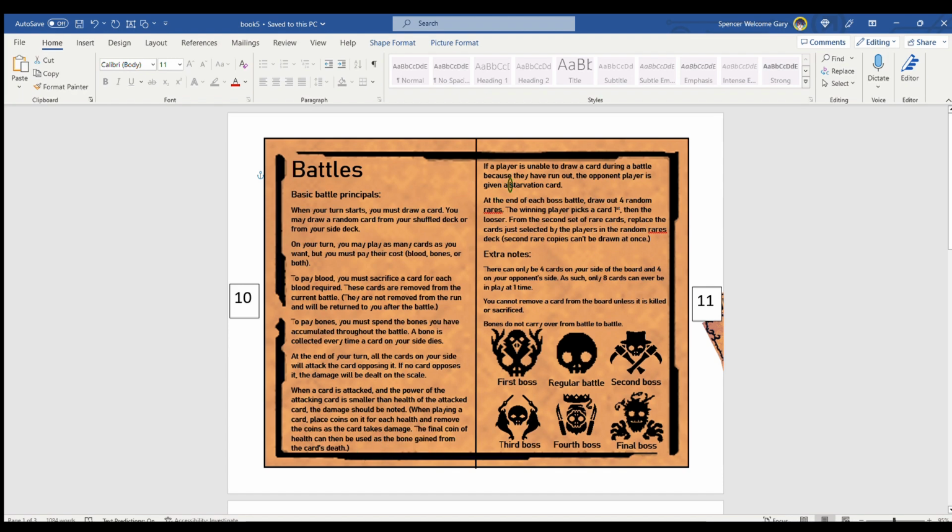If a player is unable to draw a card during a battle because they have run out, the opponent player is given a starvation card, which they can play because the starvation card has a free cost.